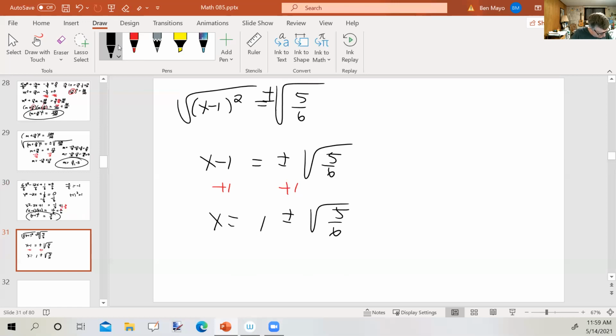Okay, now, hang on a second here. Let me find out where I was. Yes. So we're going to rationalize the denominator by multiplying this by, well, wait, let's split this up. Hang on. Let's go back here. So this is going to be x equals 1 plus or minus the square root of 5 over the square root of 6. Now I'm going to rationalize the denominator by multiplying the top and the bottom by the square root of 6. So I get x equals 1 plus or minus the square root of 30 over the square root of 6.